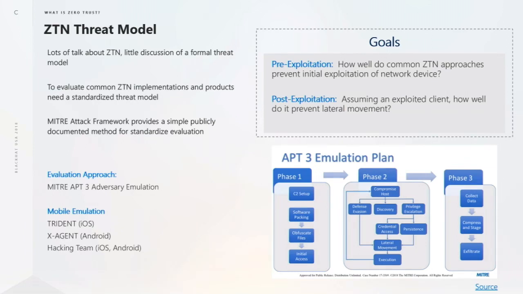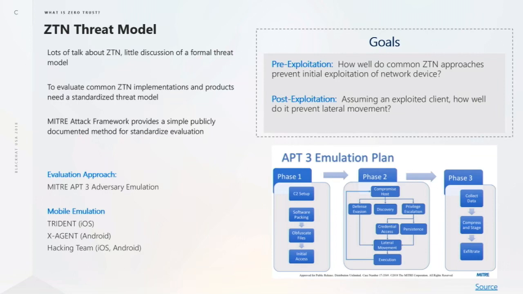So it turns out that MITRE's done a pretty good thing, and I know there's lots of chat about this. They've published, very similar to what I showed previously with the Grizzly Steppe incident, a manual on how to emulate a common adversary, in this case, APT3. So for the purposes of this talk, to evaluate security, I took MITRE's APT3 adversary emulation doctrine and asked: how would this work on a ZTN network? I went and grabbed as many solutions that were publicly available.